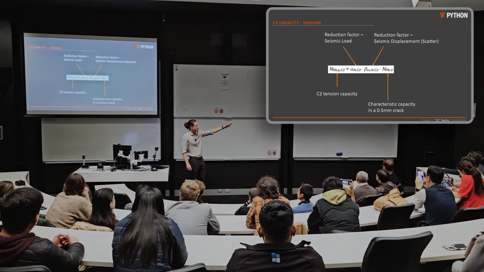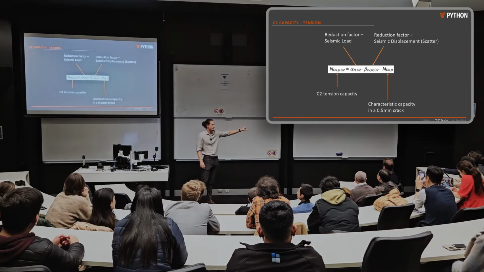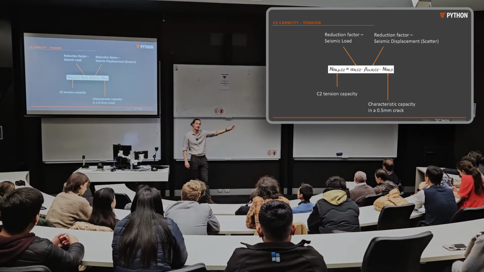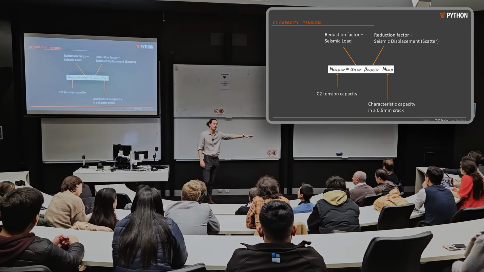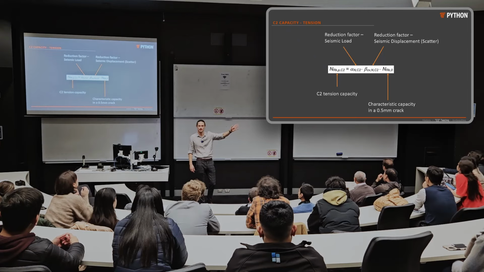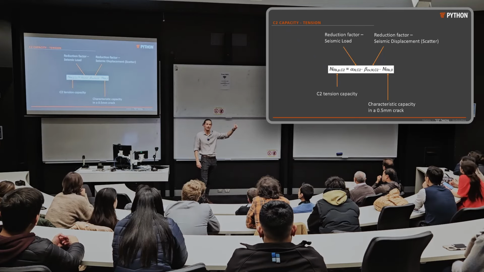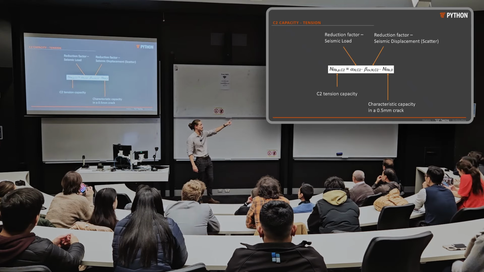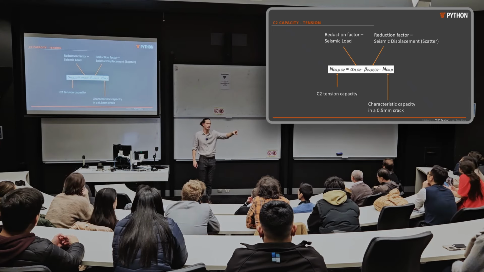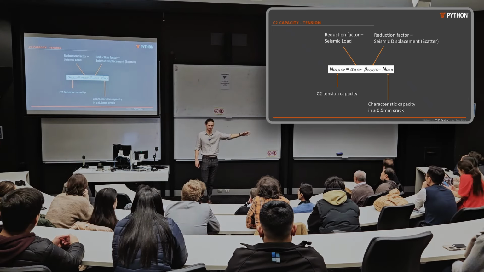The end result of this, so we have that initial capacity. It's a characteristic 5th percentile capacity. We do the two reduction factors to allow for the C2 loading protocols, and that gives us the C2 tension capacity. One quick note on this, you will see written in the supplier's documents C2 tension resistance. This is the Eurocode description. You can use them interchangeably in New Zealand.